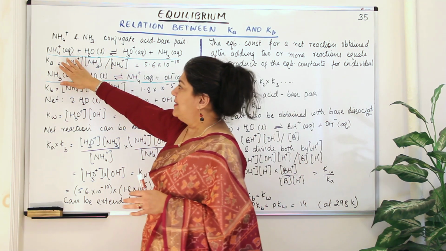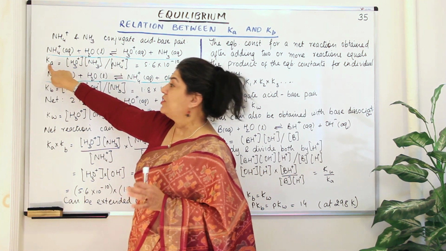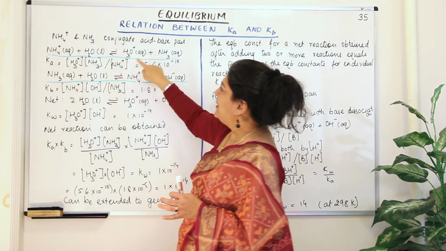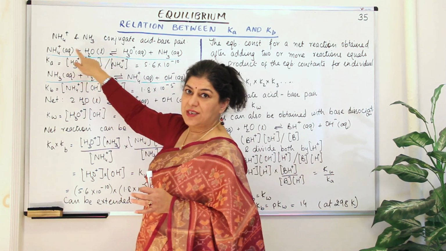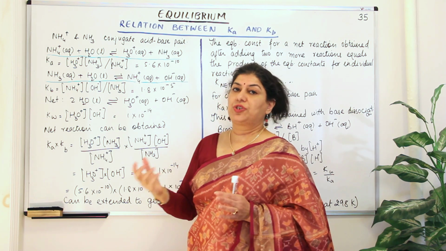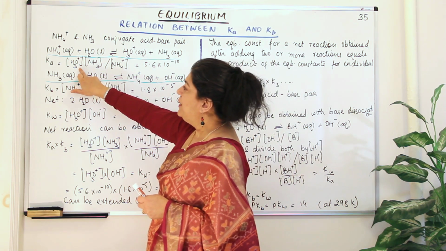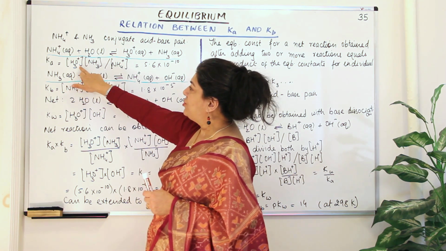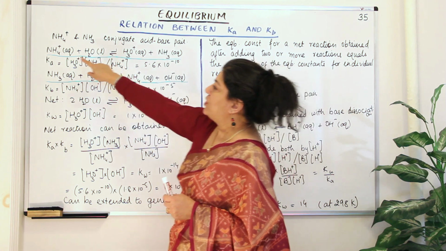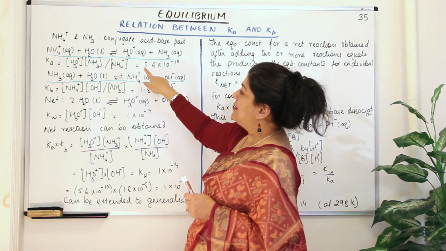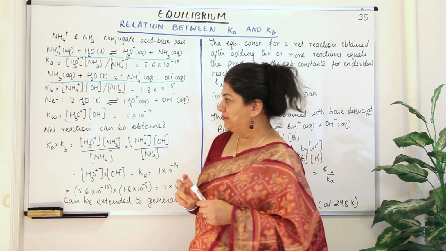This is an acid, and if you want to find out the value of Ka, that is the ionization constant for this acid, you will write down the concentrations of the products divided by the concentration of the reactant, and we ignore the concentration of water because water is a liquid. So Ka would be H3O+ into NH3 divided by NH4+, which is the reactant, and this is equal to 5.6 into 10 to the power minus 10.